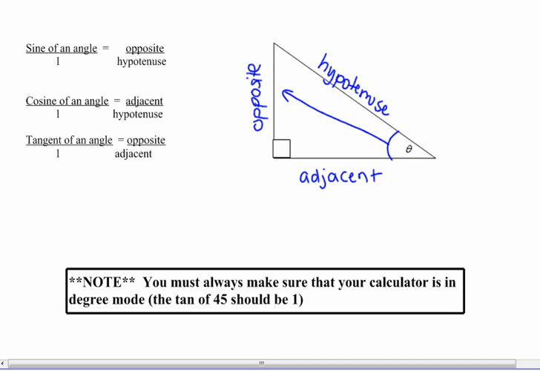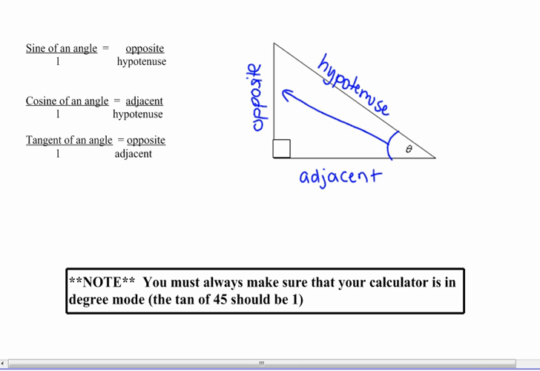So the sine of an angle will give you that ratio of opposite over hypotenuse. The cosine of an angle will give you the ratio of adjacent over hypotenuse. And the tangent of an angle will give you opposite over adjacent. So why did they use the words sine, cos, and tan? Well, why not? Exactly.